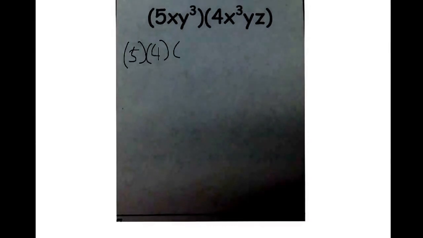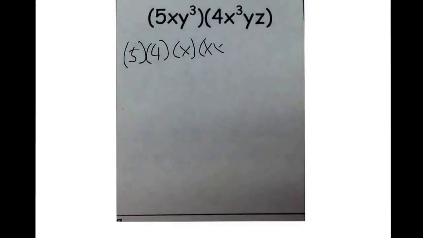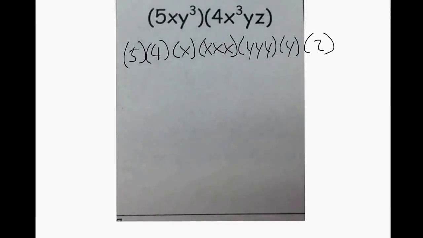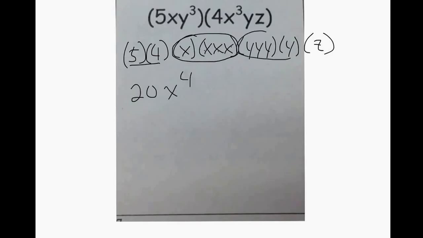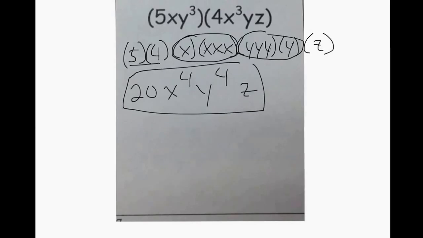This is a multiplication problem, so I'm going to group everything together. 5 times 4. Then I have x times x, x, x. And then I have y, y, y times y, and then a z on the end. So 5 times 4 is 20. Put all the x's together. 1, 2, 3, 4. X to the 4th. Put all the y's together. 1, 2, 3, 4. And then the z by itself. There's your answer. Remember, these have 1s on them if you're trying to do the adding shortcuts.